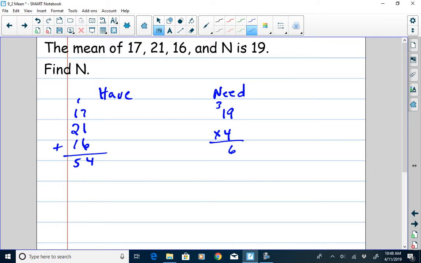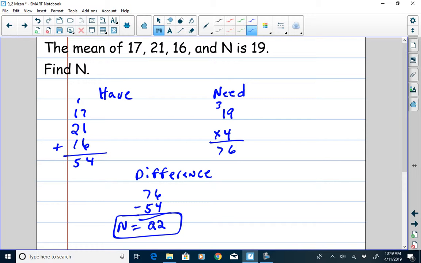4 times 1 is 4, plus 3 is 7. We're going to need a total of 76 points. Well, we have 54 and we need 76. So the last step is to find the difference. I take my 76 and subtract 54. That means the last score, that missing value of n, is going to be equal to 22.